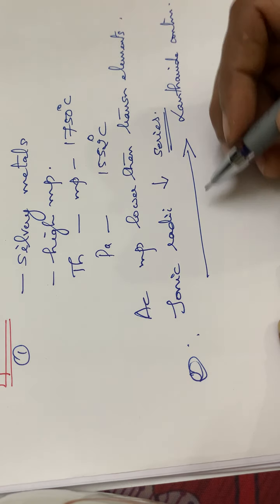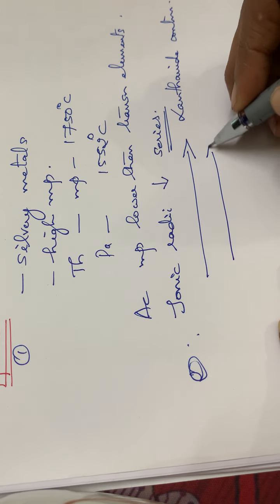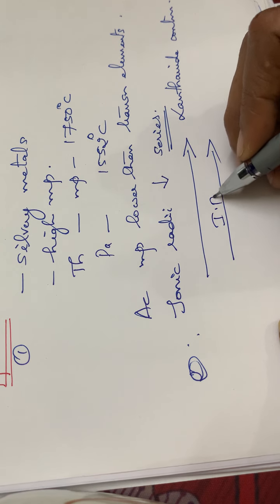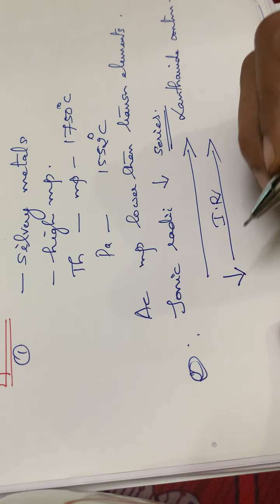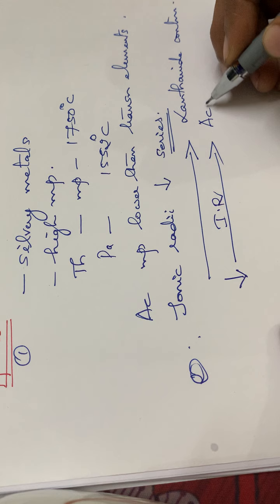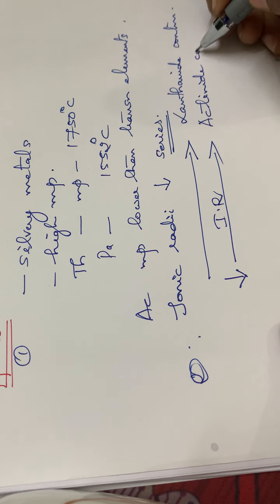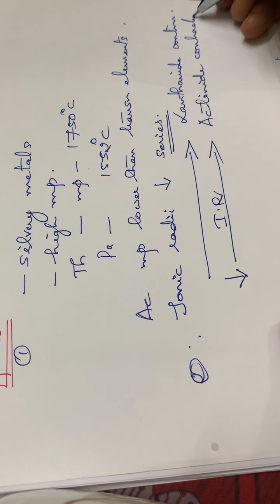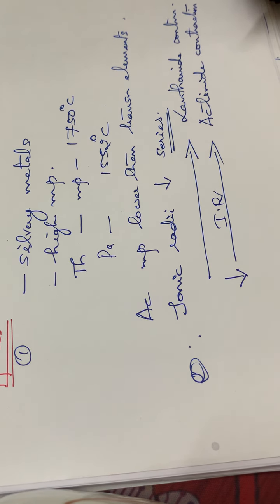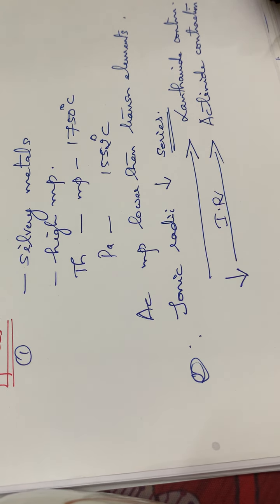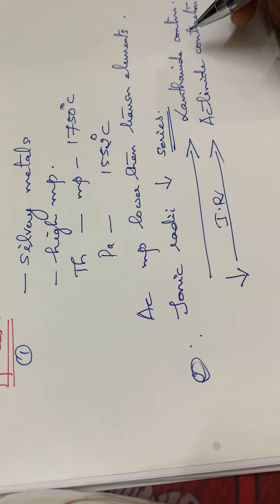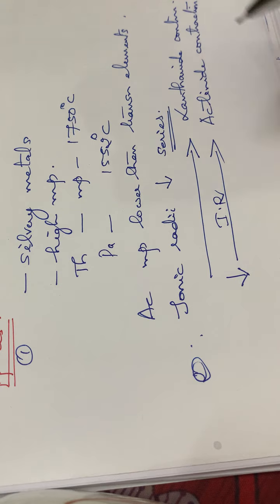Here also the actinide series has a regular decrease in the ionic radii. So here we can call it actinide contraction, just an analogous term for lanthanide contraction. The reason is the same as in the case of lanthanide contraction.